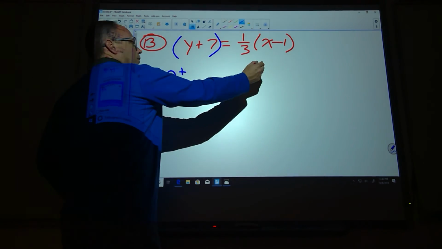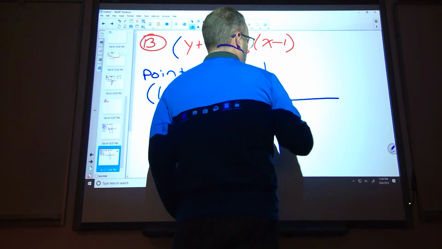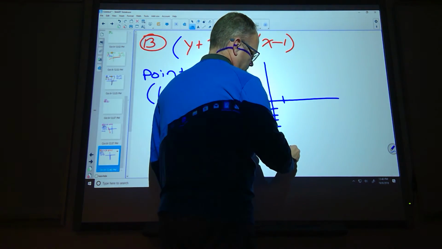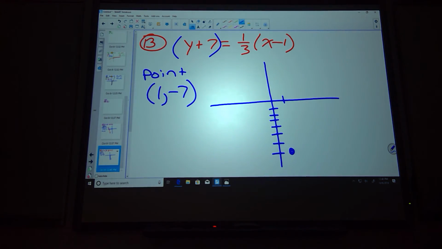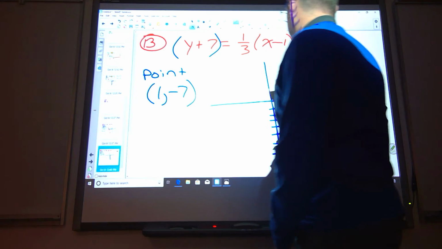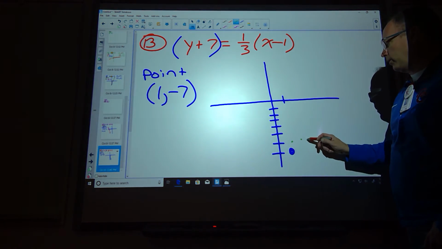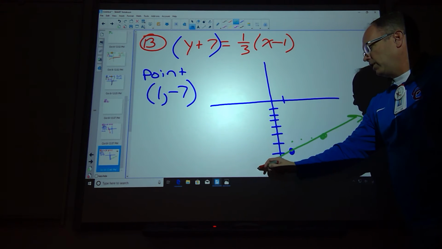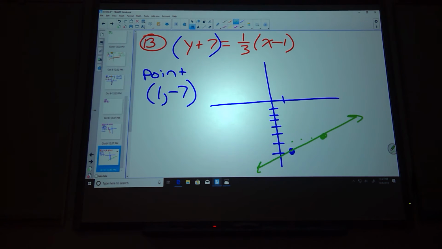Okay, so let's graph this. +1 and -7. What's my slope? 1/3. Is it increasing or decreasing? Increasing. Why is it increasing? It's positive. That's going up 1. All right? So I'm going to go up 1 and then right 3. Agree? It's an increasing linear function because the slope is positive. And what was the last one we wanted to see?